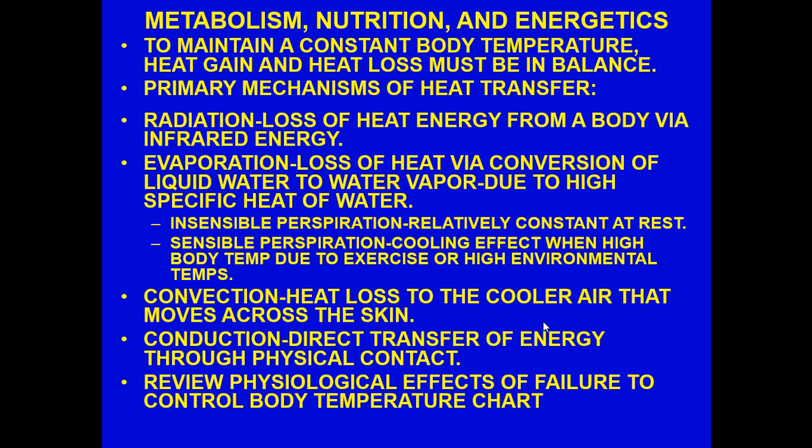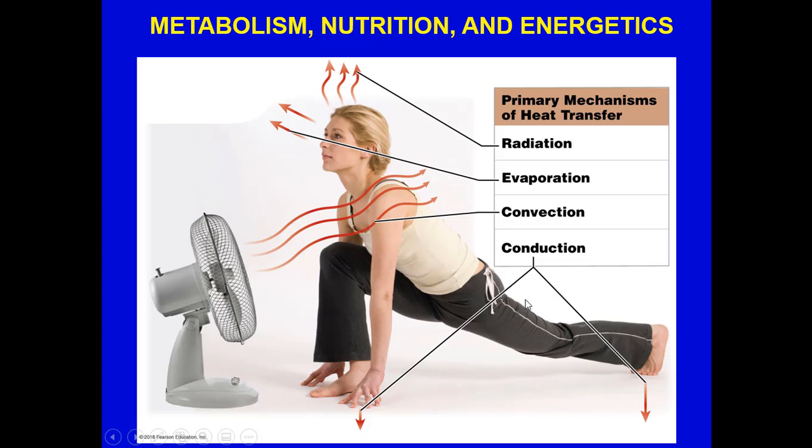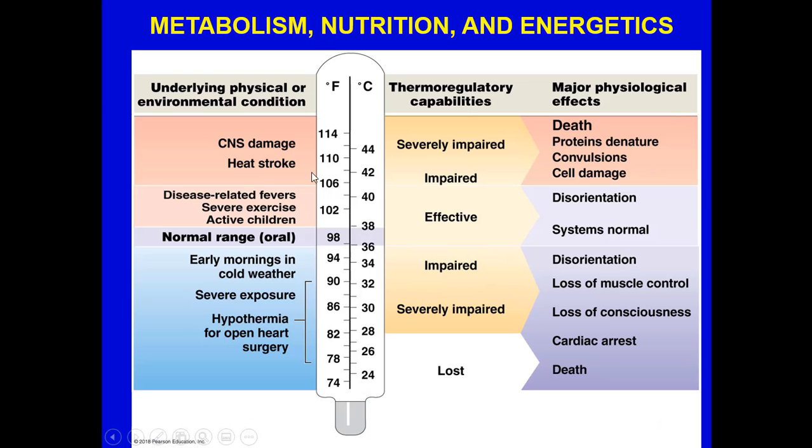Now, conduction is direct transfer of energy through physical contact, okay? I want you to review the physiological effects of failure to control body temperature chart. Here are the different types: radiation, evaporation, convection, that flowing of air over the person is cooling them off, taking some of the heat away, and then, of course, conduction. But if you take a look here, we have to keep in mind some very important issues, not only hypothermia, but hyperthermia.